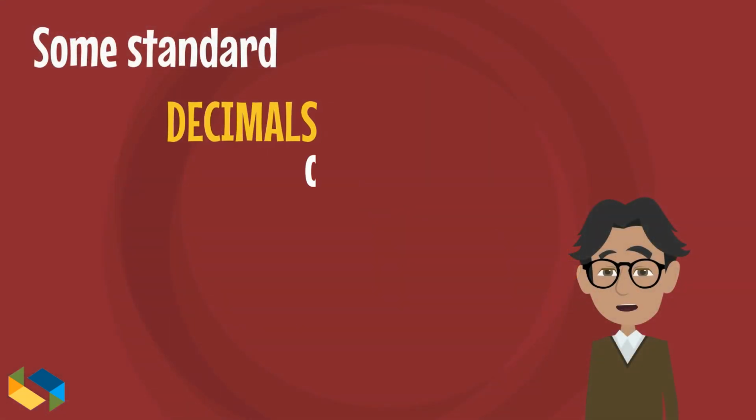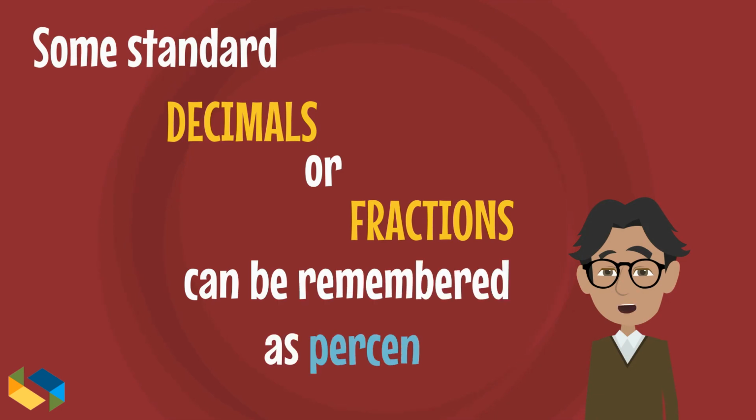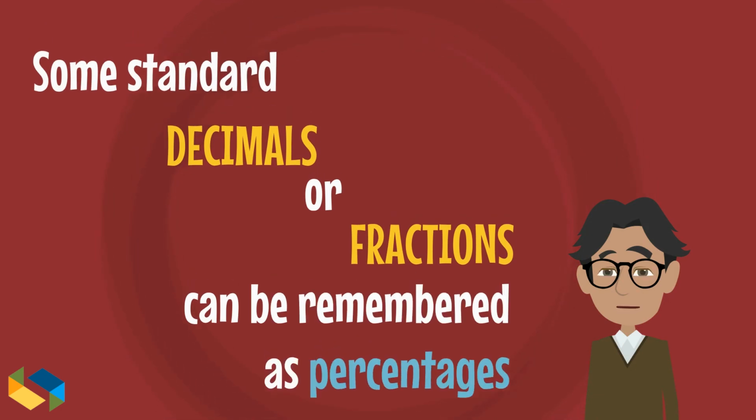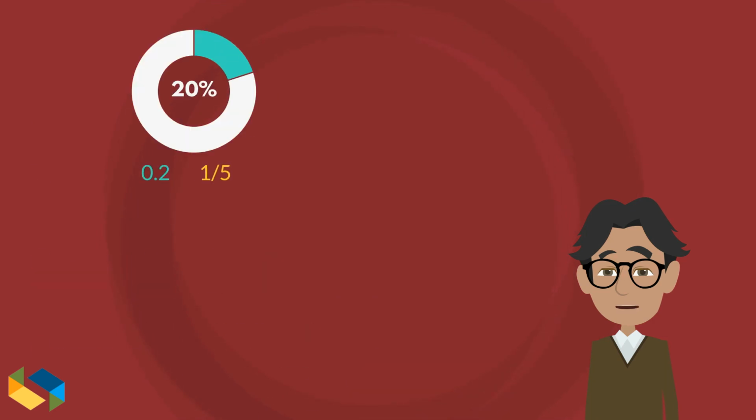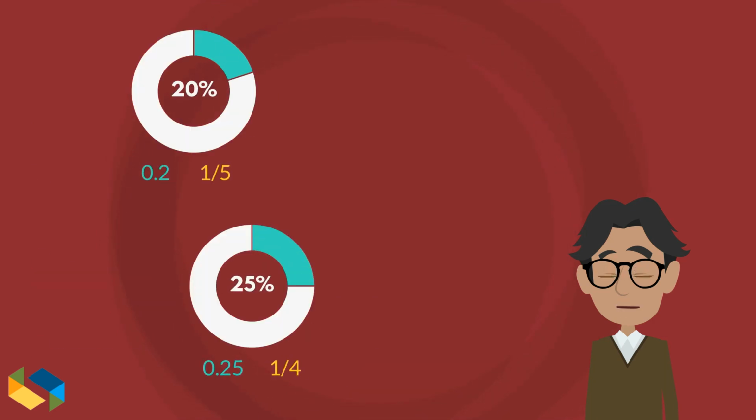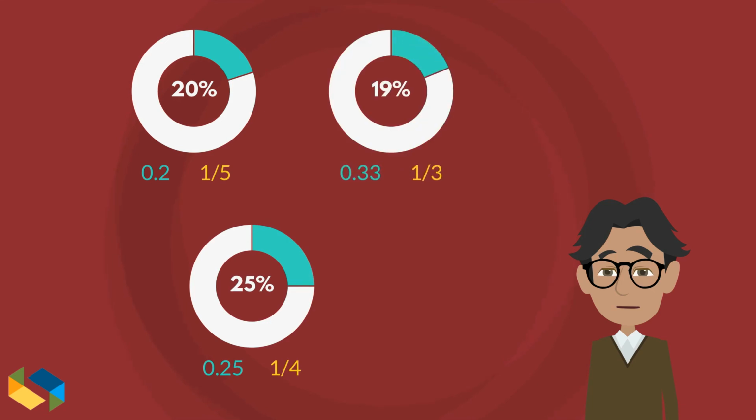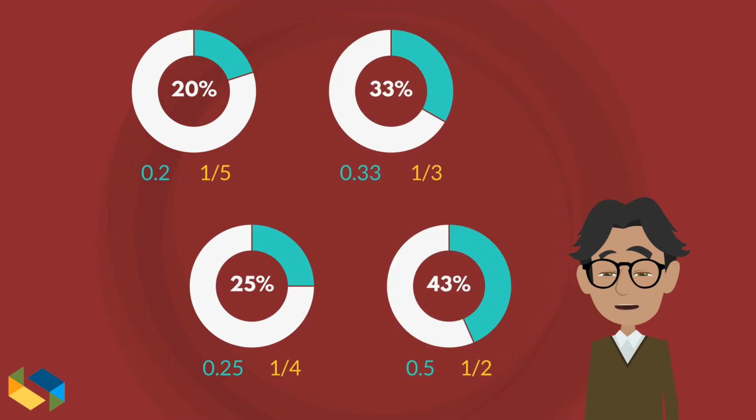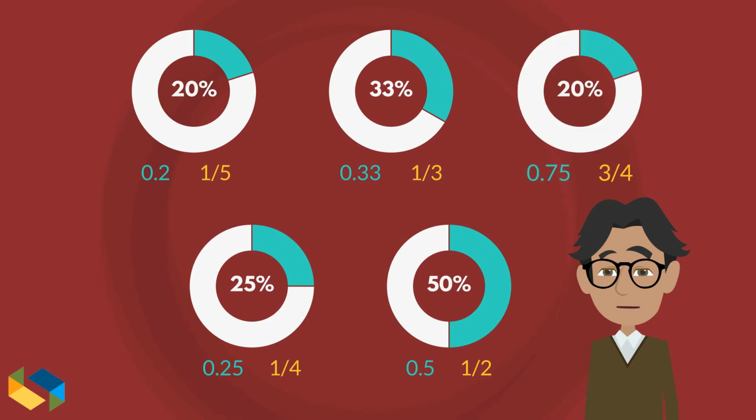Some standard decimals or fractions can just be remembered for quick reference in future. For example, 1/5 is 20%, a quarter is 25%, 1/3 is 33 and 1/3%, half is 50%, and 3/4 is 75%.